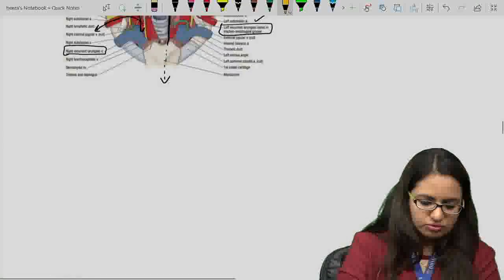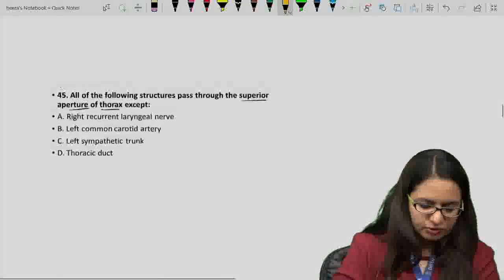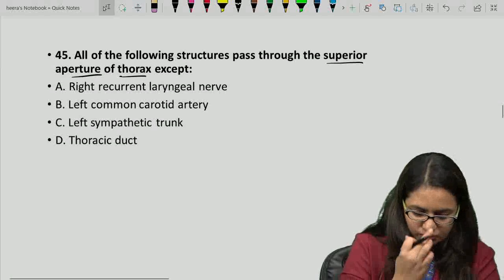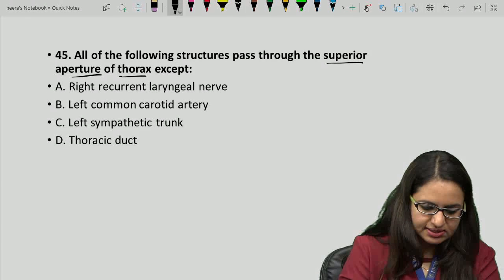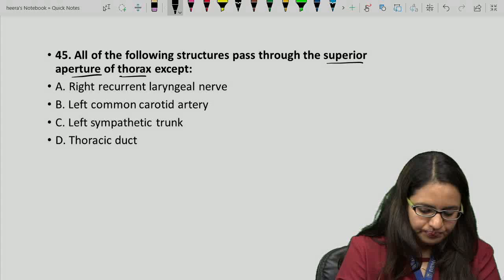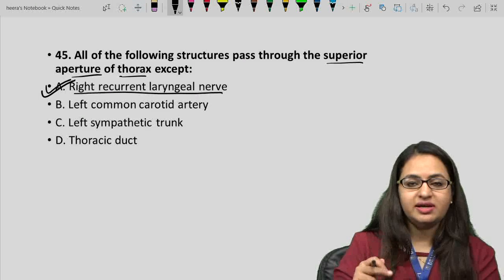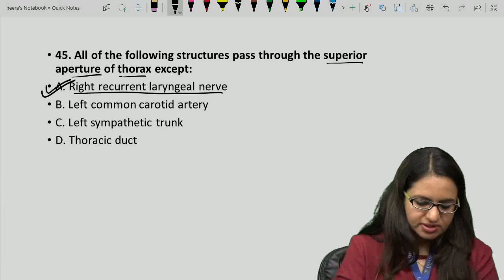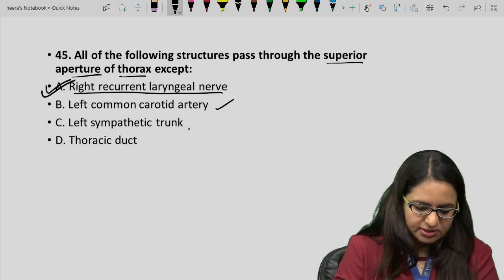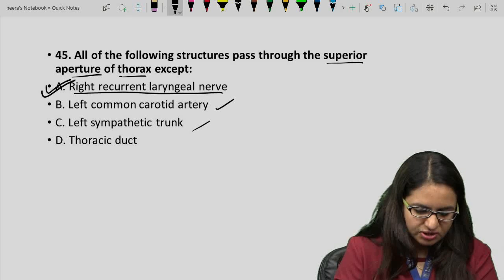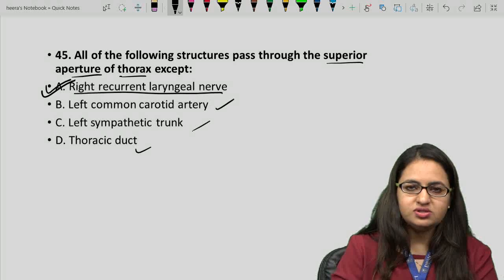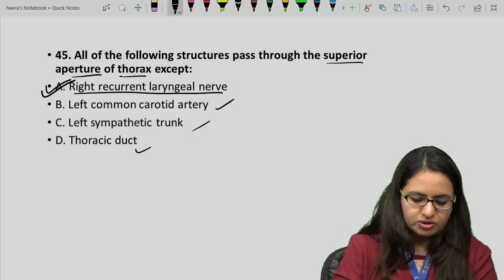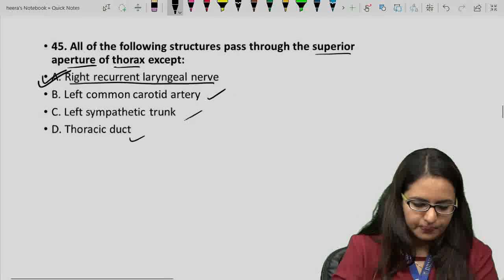So if we come back to the question now, the question says that all of the structures pass through the superior aperture of the thorax except. The answer for this question will be the right recurrent laryngeal nerve, because it winds around the right subclavian artery before entering into the superior aperture, and then it ascends in the neck. The left common carotid, left sympathetic trunk, as well as the thoracic duct, all these structures are passing through the superior aperture, as we have just discussed.